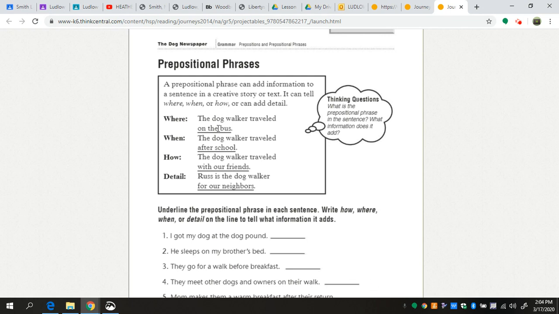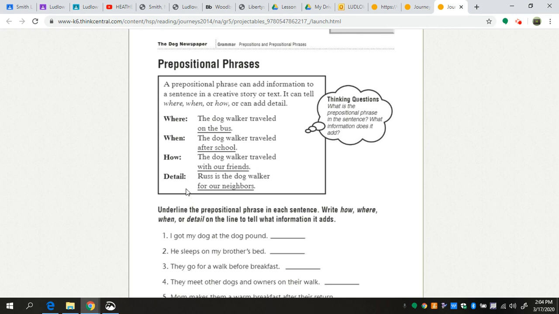Prepositional phrase that says where. The dog walker traveled on the bus. We know where the dog walker is by the prepositional phrase on the bus. The dog walker traveled after school. We know when the dog walker traveled because the prepositional phrase after school tells us when. The dog walker traveled with our friends. That tells us how by using the prepositional phrase with our friends.